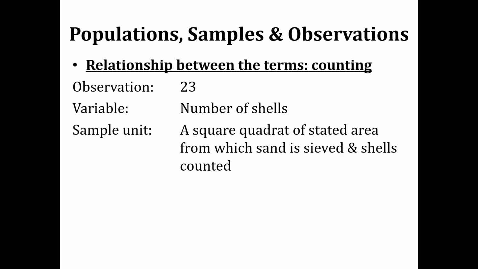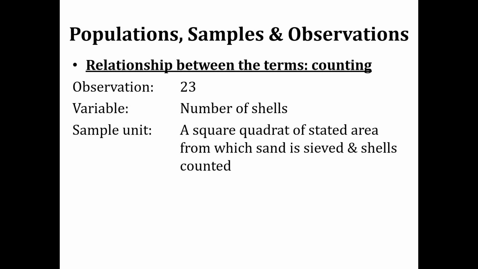And we are taking the example of the number of shells. So observation is, for example, 23. So what is 23 here? 23 is the number of shells from a square quadrat of stated area from which sand is sieved and shells are counted. For example, if you are on a beach and you want to count the number of shells over there, you are going to count them by dividing the area into different sample units.